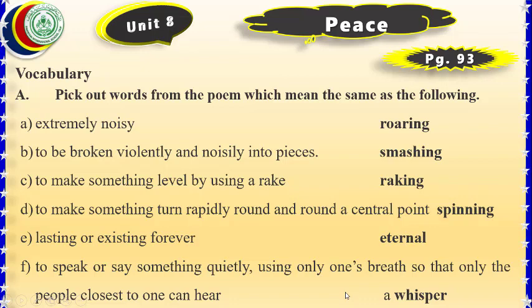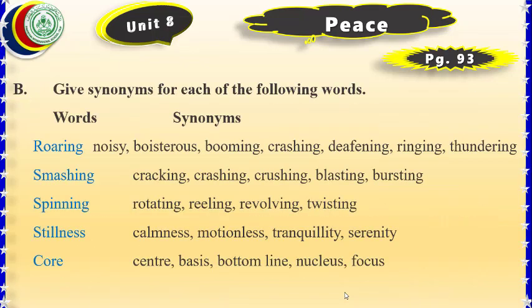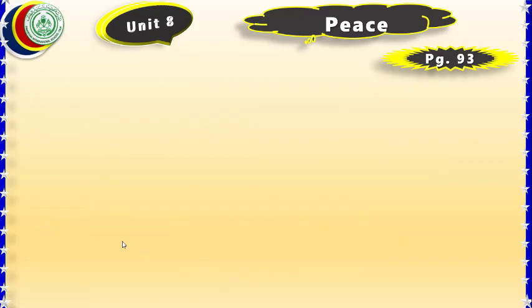These are the synonyms or the words having same meaning as they are given. In this exercise, we are asked to give synonyms for each of the following words. Again, the same type. Roaring means noisy, boisterous, booming, crashing, deafening, ringing. You can use one or two of these. Prepare them, learn them. Smashing is cracking, crashing, crushing. Spinning is rotating, reeling, revolving, twisting. Stillness is calmness, motionless, tranquility, serenity. Core is center, basis, bottom line. These are to remember, to memorize.